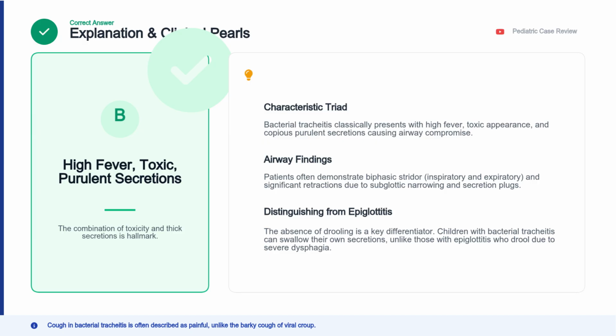This triad represents the hallmark clinical features of bacterial tracheitis. Children typically present with high fever exceeding 39 degrees Celsius, appear toxic and severely ill, and produce copious thick purulent secretions that can obstruct the airway. Stridor is typically biphasic, meaning both inspiratory and expiratory components are present, differentiating it from viral croup, which usually has only inspiratory stridor. The absence of drooling is an important distinguishing feature from epiglottitis. Retractions, tachypnea, and respiratory distress severity correlate with the degree of airway obstruction.